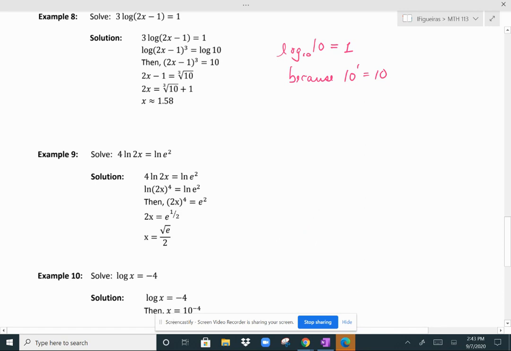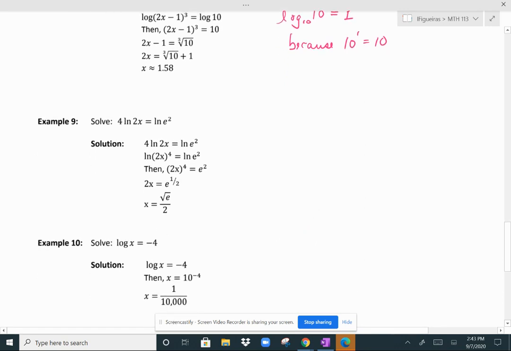Here I just have log base 10 of x equals -4. I'm again using the skill of just rewriting the logarithm as an exponential. Remember, the base of a common log is 10, so that means that x is equal to 10 to the -4, which is 1 over 10 to the fourth, which equals 1 over 10,000.